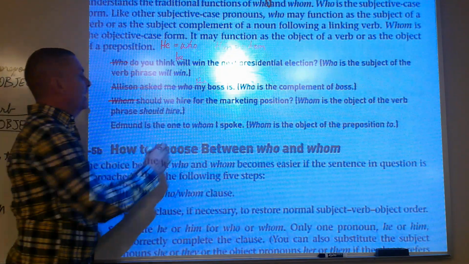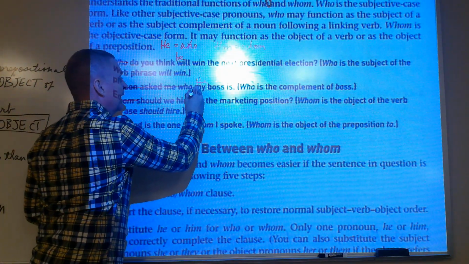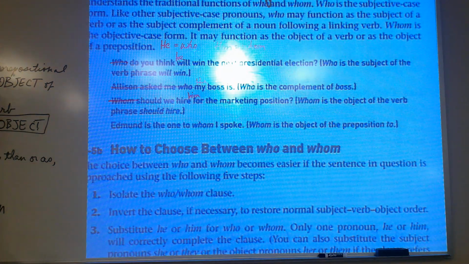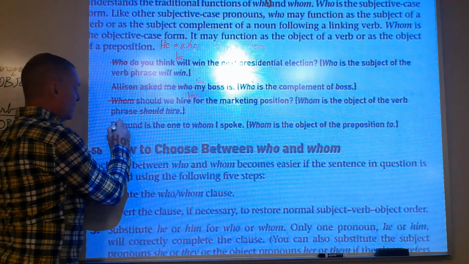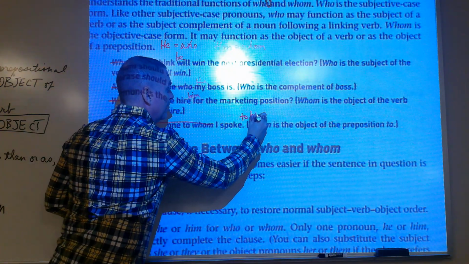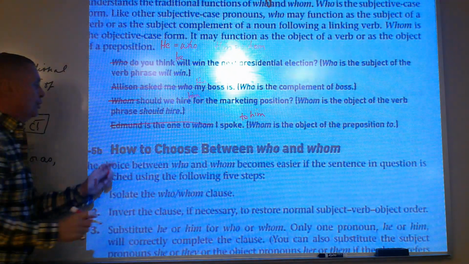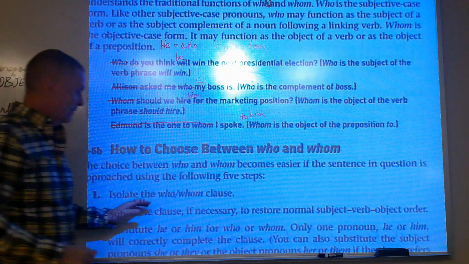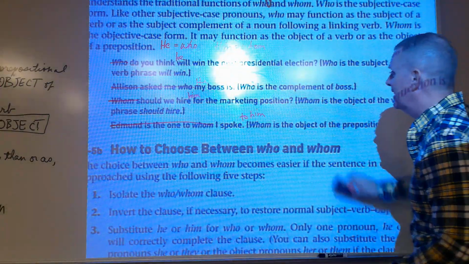Should we hire him? Him is equal to whom, so whom should we hire for the marketing position? Okay, cross out everything up to and including the who and whom. I spoke to him. Him is equal to whom. Edmund is the one to whom I spoke. That's a really good way to fill in the blanks and to simplify the whom and who issue. And then it goes on to say that right down here in this next section.